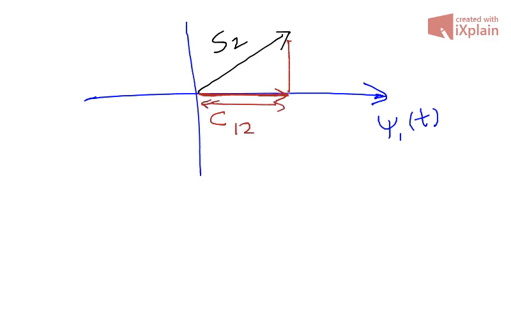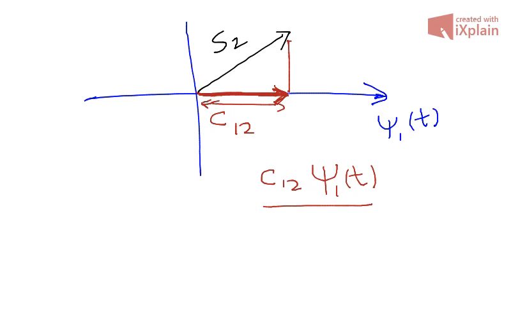So C12 times psi 1 of t, this vector. Now this is a vector. C12 times psi 1 of t is a vector, and this vector is actually a part of the vector S2, and this is the projection of S2 over psi 1.